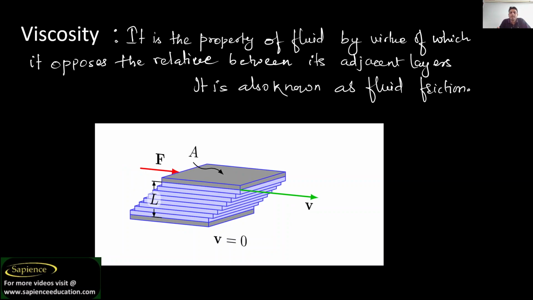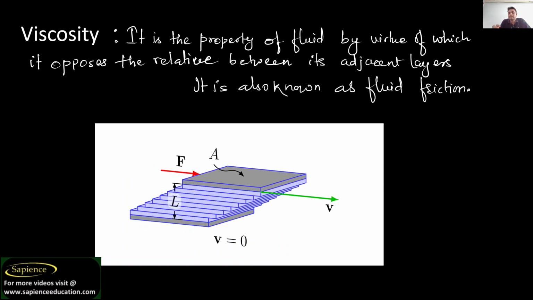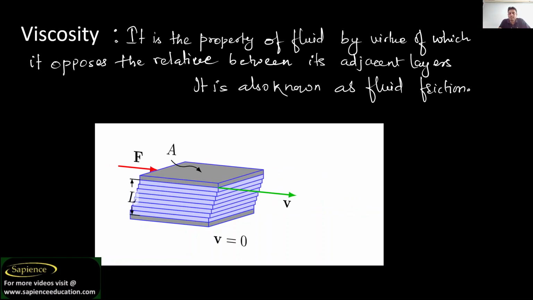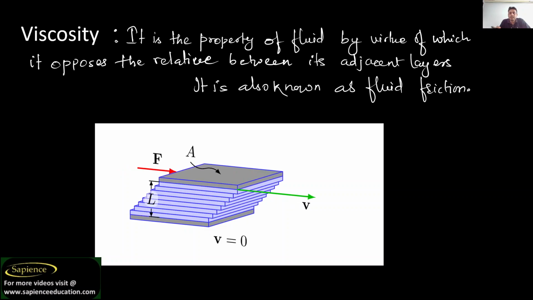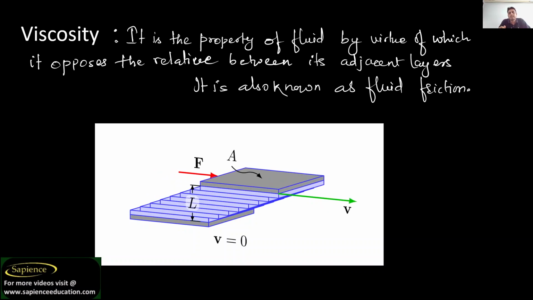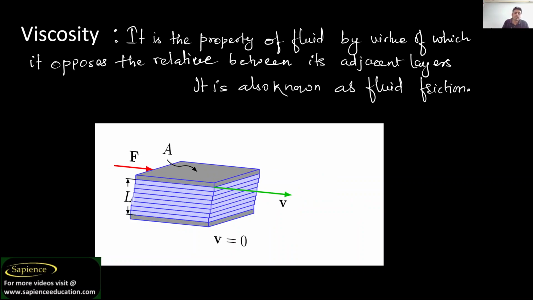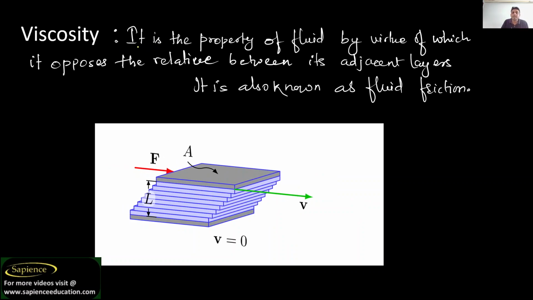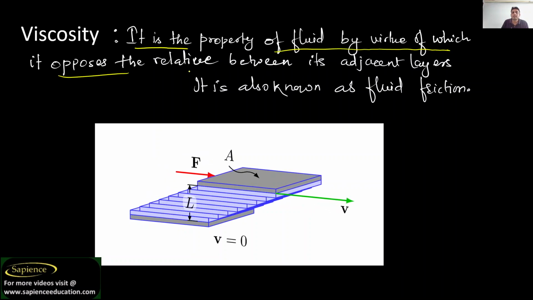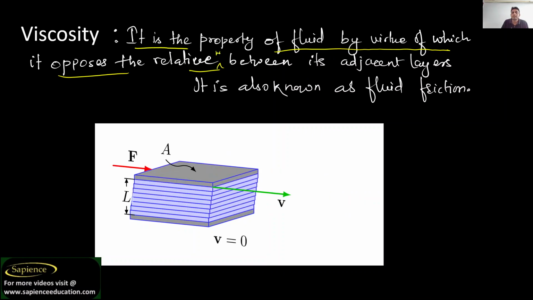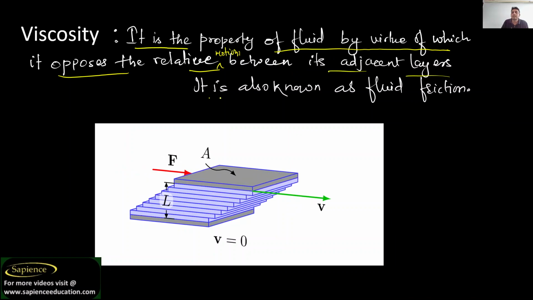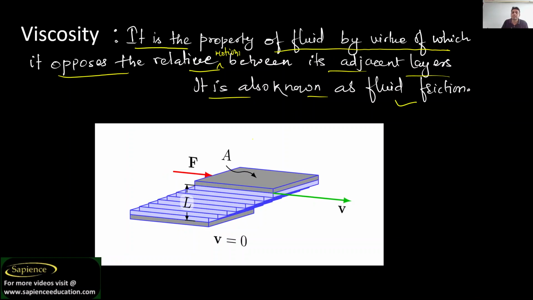Every fluid has some fluidity. You take water, you take honey. Honey will flow less, but water will flow at very high speed. So, what is the difference? Why is it happening? It is happening because of the viscous property. What is viscous property? It is the property of a fluid by virtue of which it opposes the relative motion between its adjacent layers, and it is also known as fluid friction.